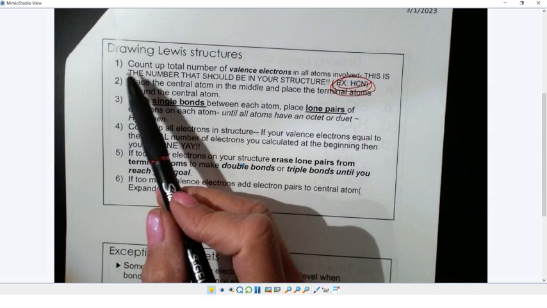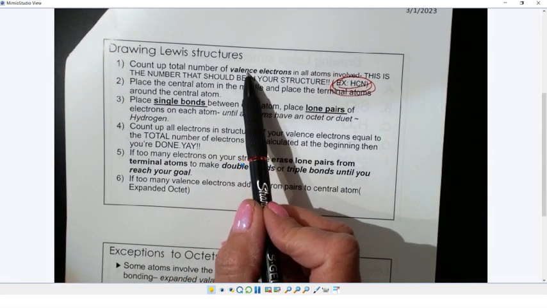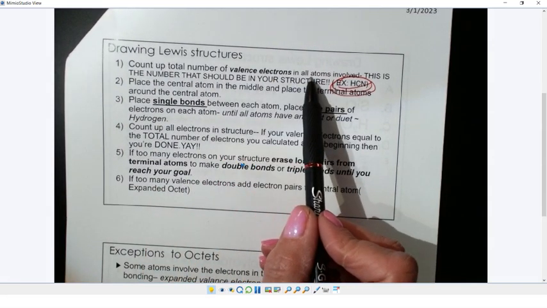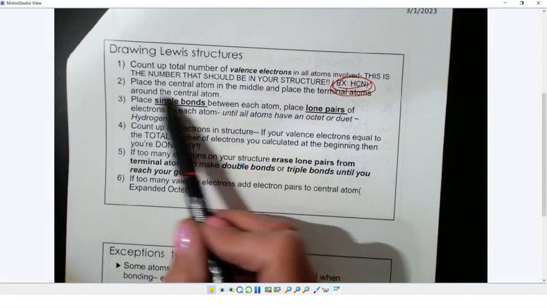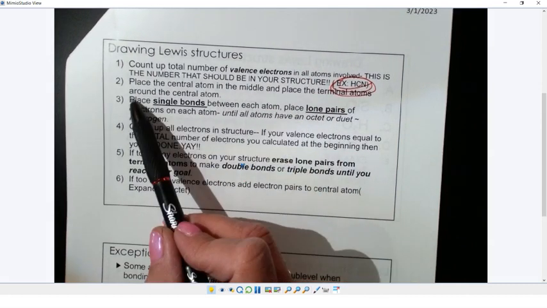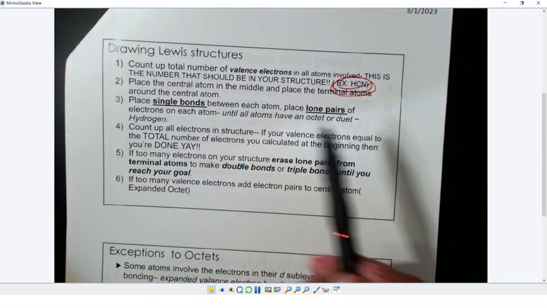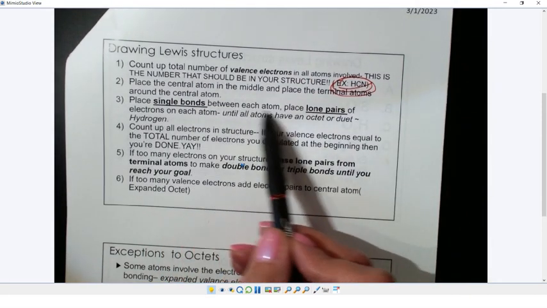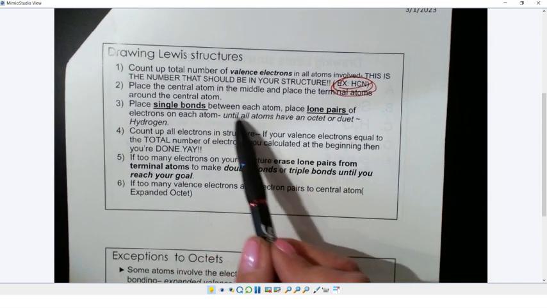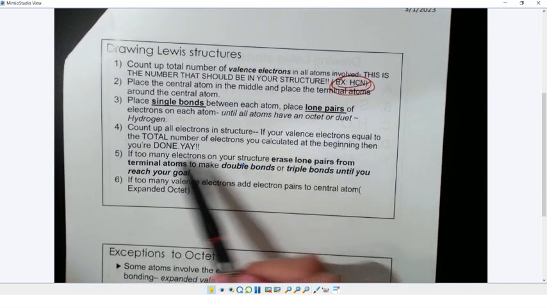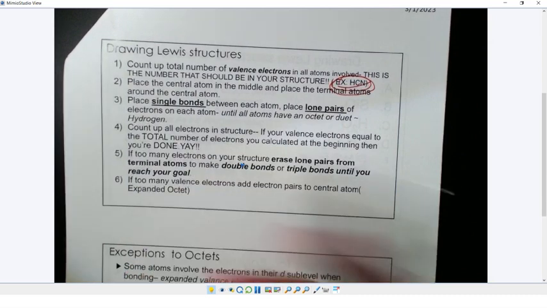It says, count up the total number of valence electrons in all atoms involved. This is the number that should be in your structure. Place the central atom in the middle and place the terminal atoms around the center. Place single bonds between each atom. Place lone pairs of electrons on each atom until all atoms have an octet or duet. Hydrogen has a duet. Hydrogen will never get dots. He only gets a single line.